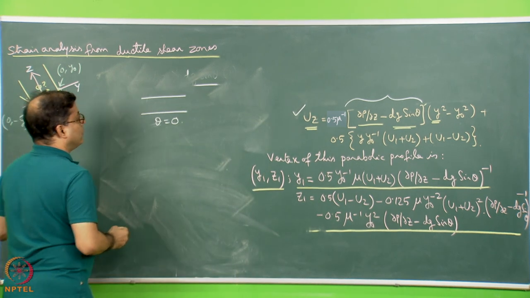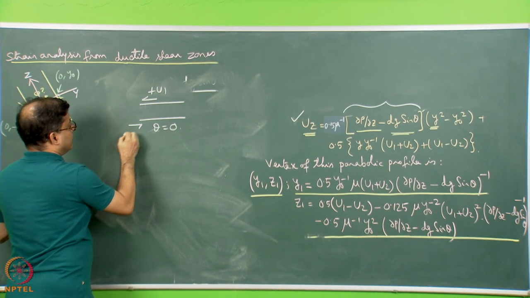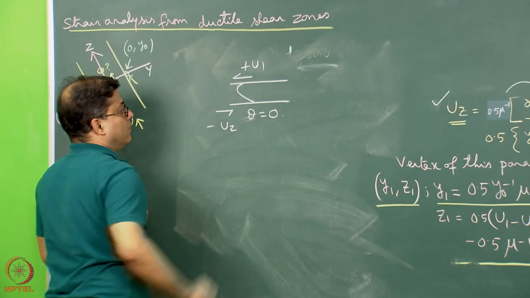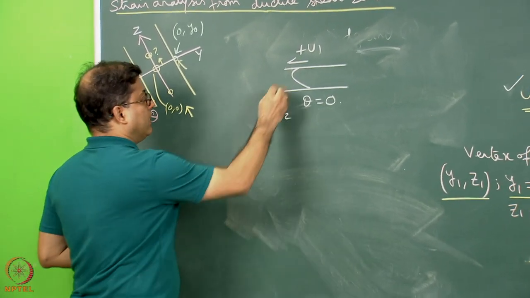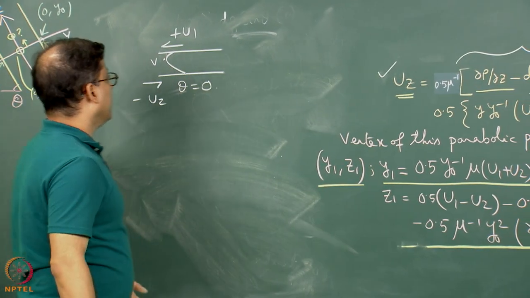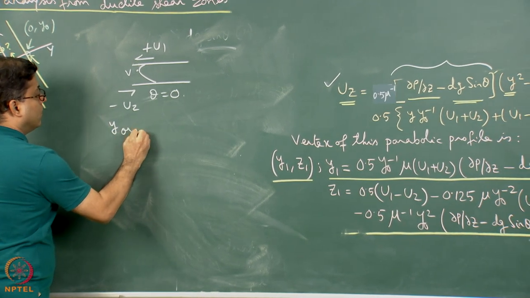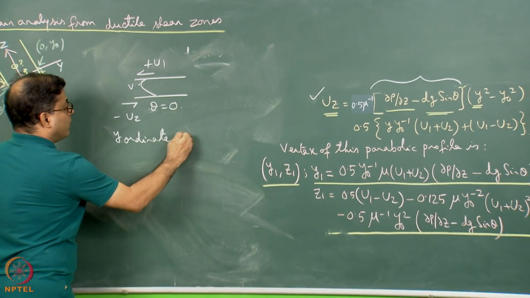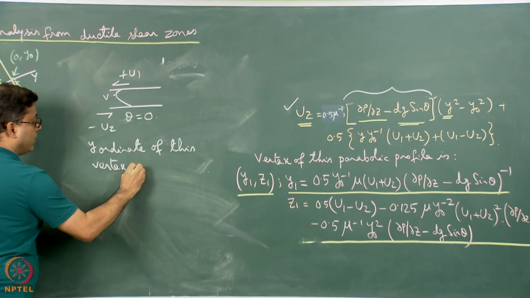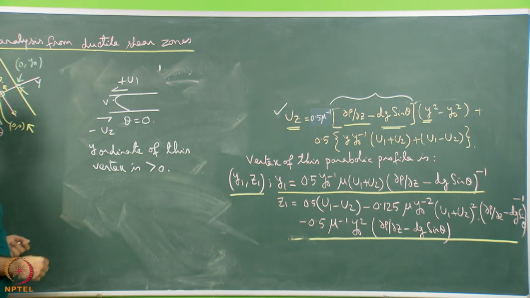So, how will the profile look? If this is your plus u1 and this is your minus u2, then this kind of parabolic profile will be produced, and here is the vertex V. Its coordinate is given over here. And we can point out that the y ordinate of this vertex is positive. That is interesting, and we will see why it is interesting.